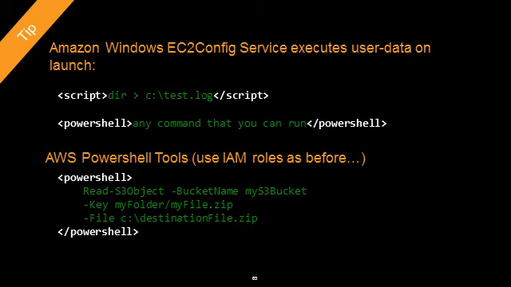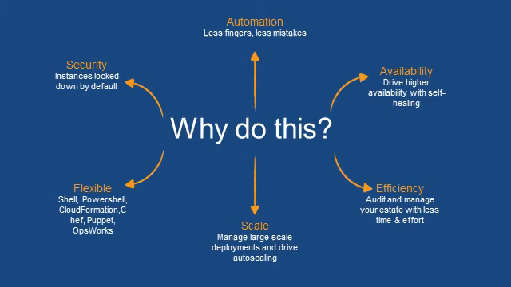So by minimizing the amount of human involvement and interaction involved in provisioning instances, what are the kind of benefits that you can drive? And they're summarized on the slide that you can see here. So more secure, more automation, because you've got less human beings involved in the provision process. Better availability because you can replace instances with healthy instances in an automated way if they fail. You can scale and manage your estate in a more efficient and scalable way.